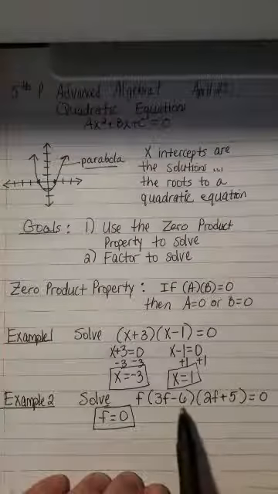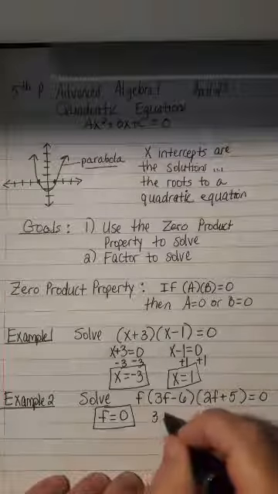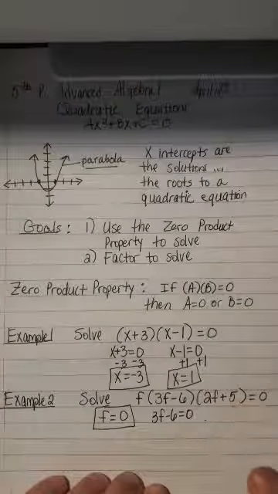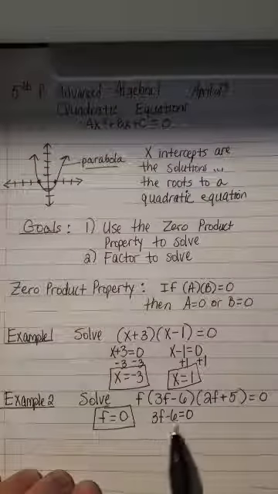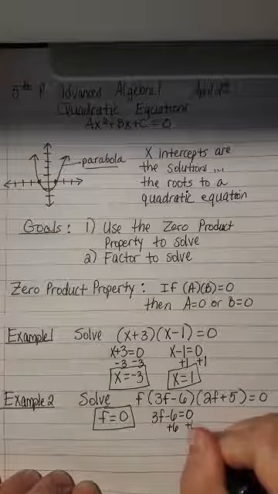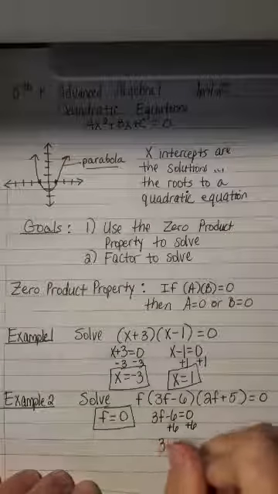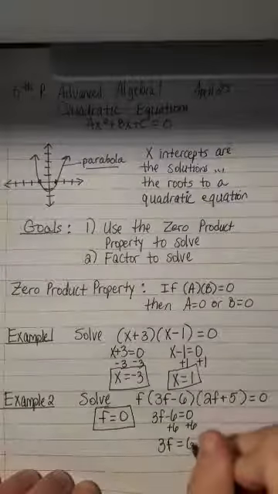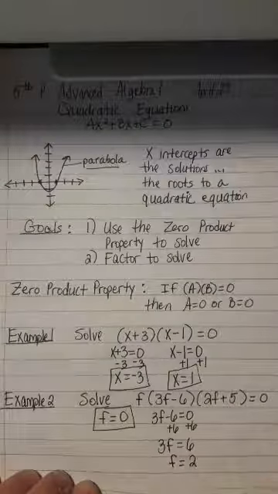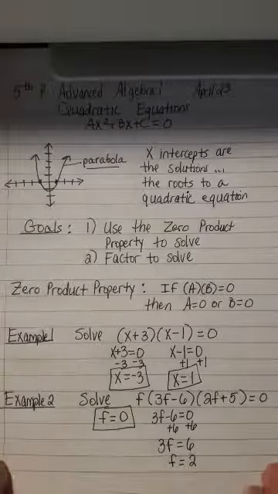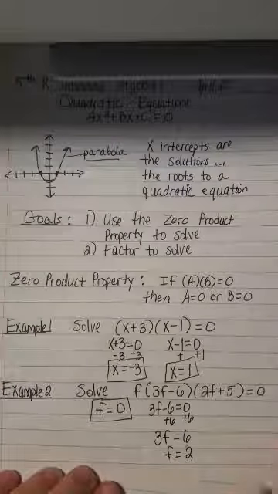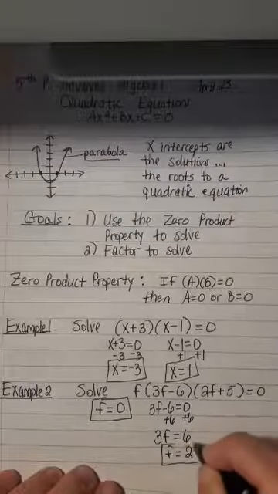And then you take your next factor, 3f - 6, and you set that equal to 0. And then you solve that two-step equation. So you're going to add 6 to both sides. You get 3f equals 6. And when you divide, you get f equals 2. Let me make sure that's in your viewing range. So f equals 2 is one of your answers.